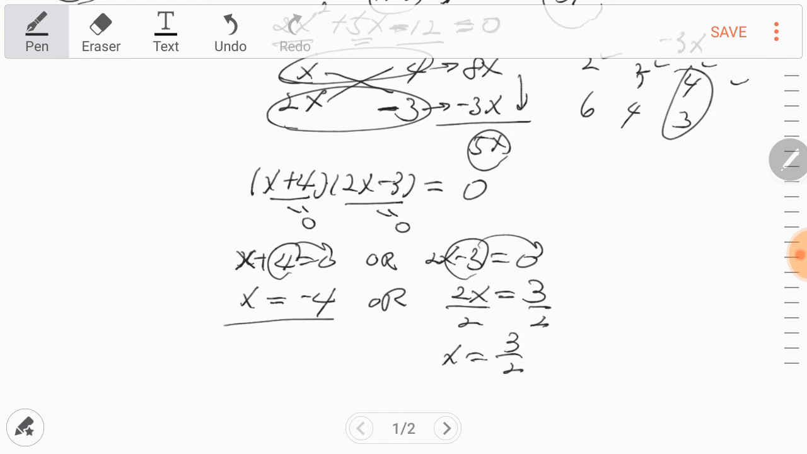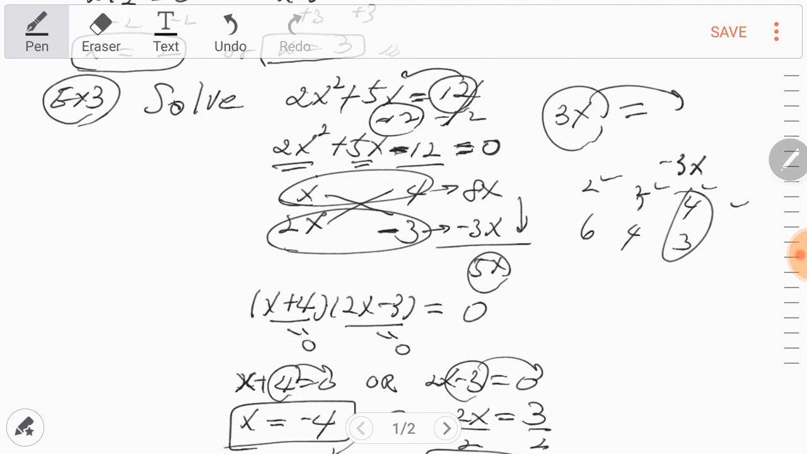So we have two values of x. X is negative 4 or 3/2. So these are the solutions to this equation.